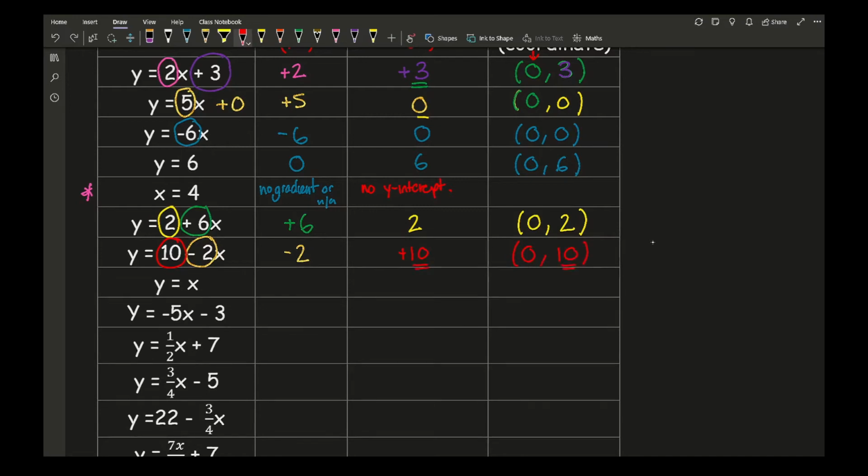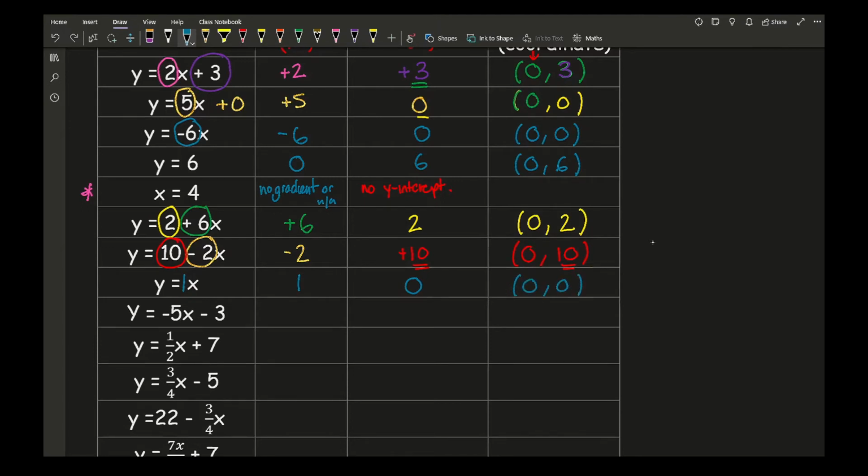And there you go. For the next one, we can see that we've got no number in front of the x, so we're just going to assume that it's 1. We're not assuming, it actually is. And we're not adding or subtracting anything, so it's just 0. And then the coordinate is therefore going to be 0, 0.